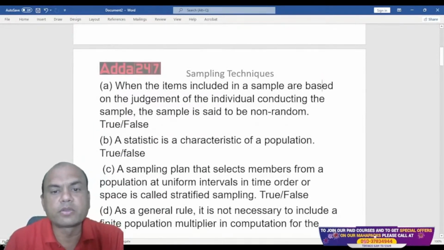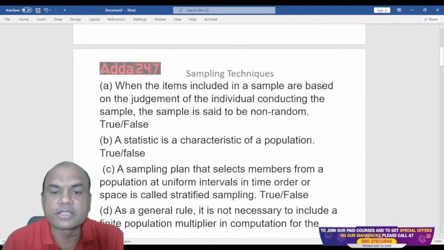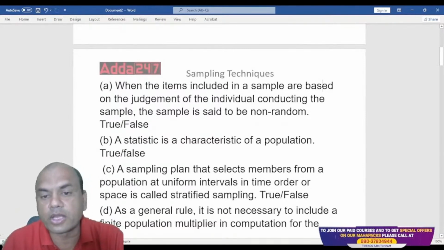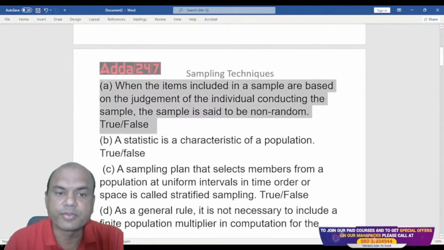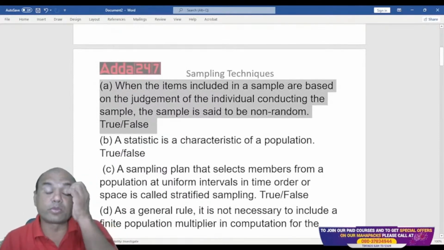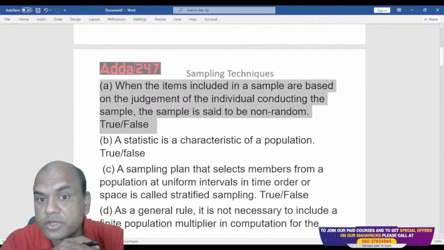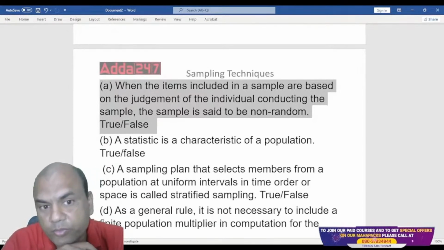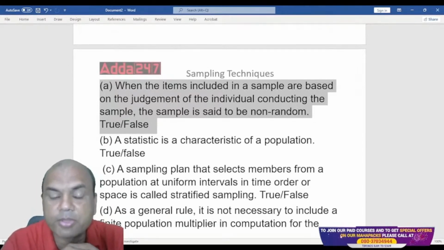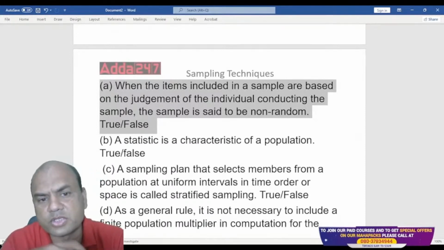When the items included in a sample are based on the judgment of the individual conducting the sample, the sample is said to be non-random. Is it true or false? We are talking of this A1 now. What do you say, guys? Type in the comment section, true or false. I want the answer only in true or false.